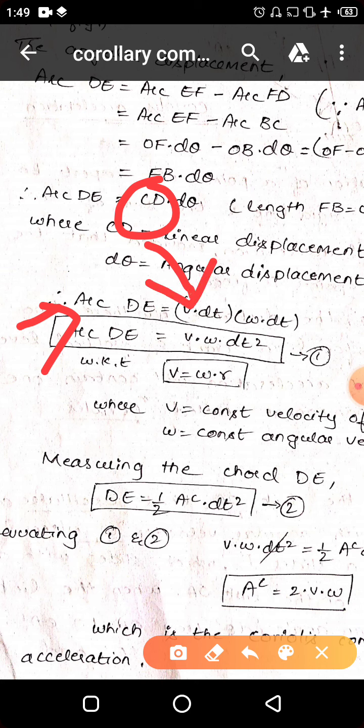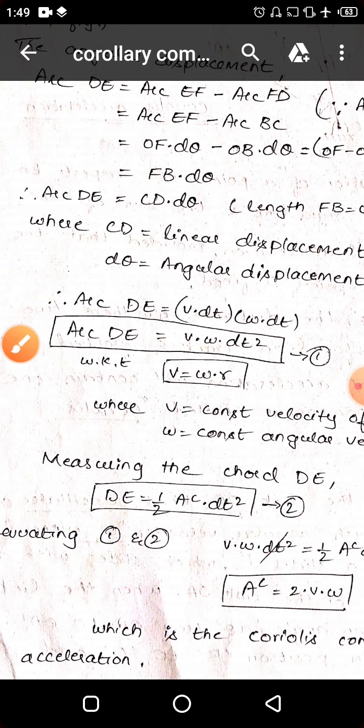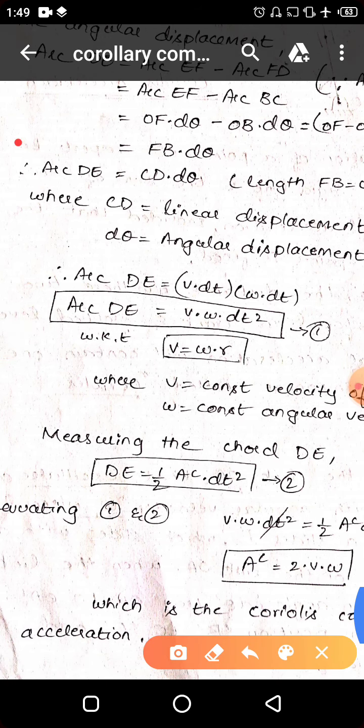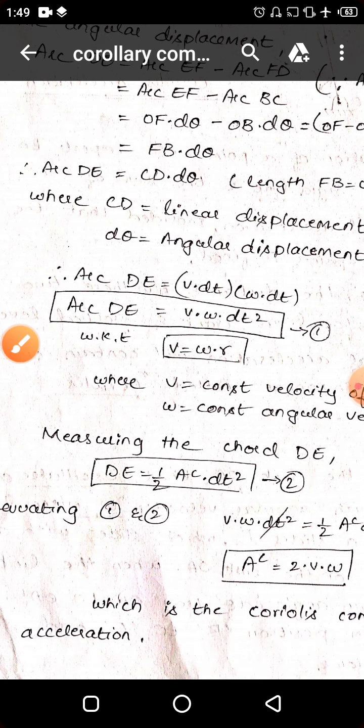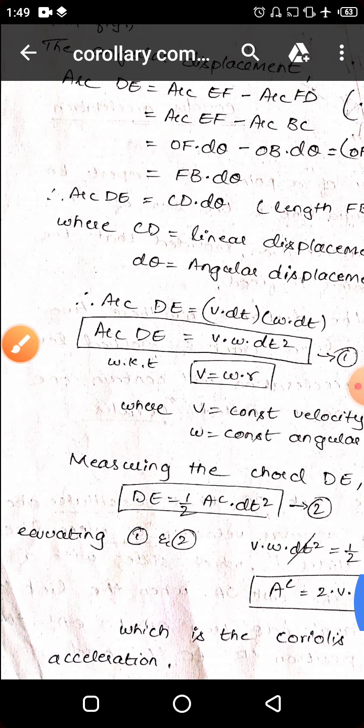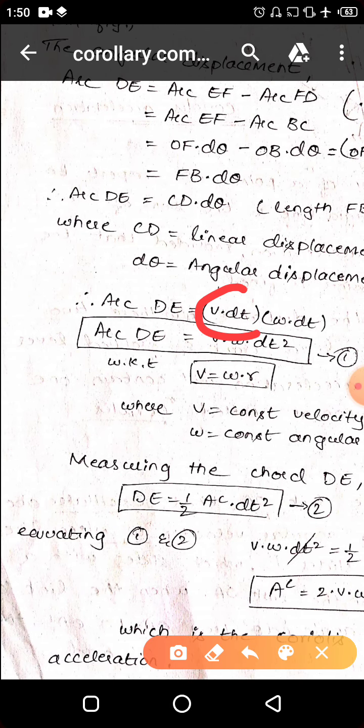Now we know that the relationship between the linear velocity and the angular velocity is V equals omega into R. Considering the same thing, this linear displacement CD, I will be taking as equal to V into dt, and d theta, since it is angular displacement, I will be taking as omega into dt. Now multiplying these two things, we end up with V into omega into dt square here.